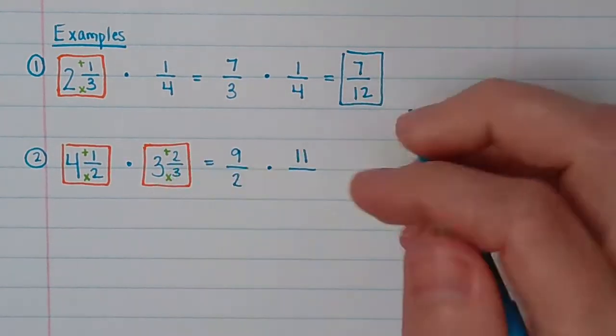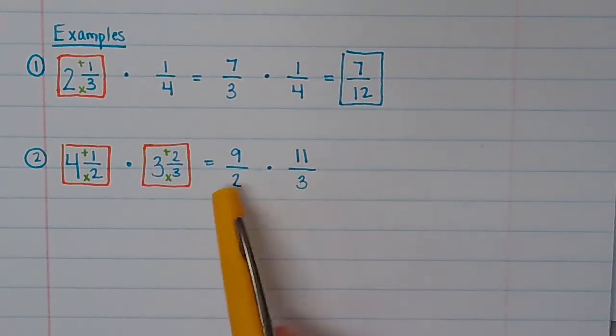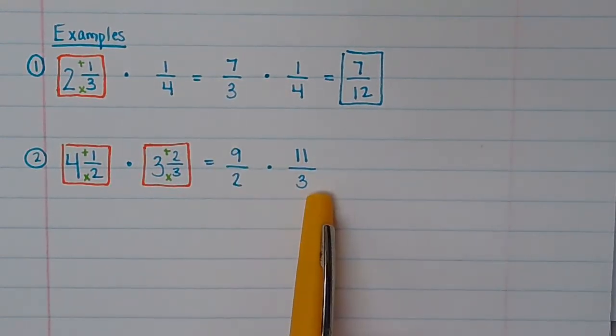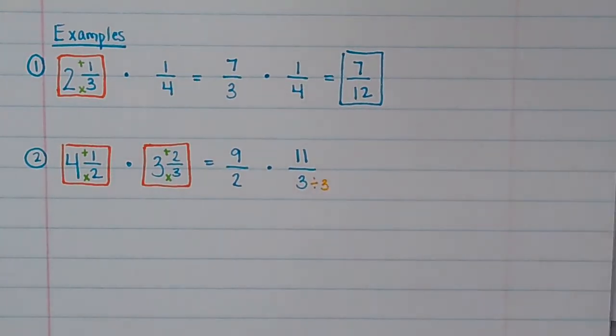Denominator is going to stay the same, so it's still a 3. Okay. So once again, at this point, if you wanted to, you could cross cancel, and I'm going to, just to make life a little bit simpler. 2 and 11 do not share anything, but 9 and 3 do. What goes into both of those? Well, that would be 3.